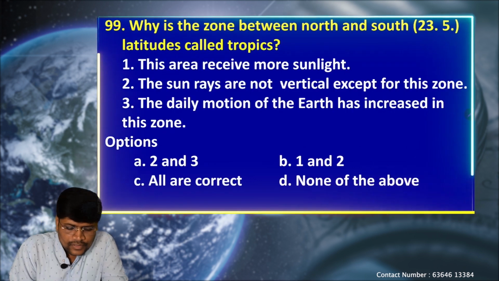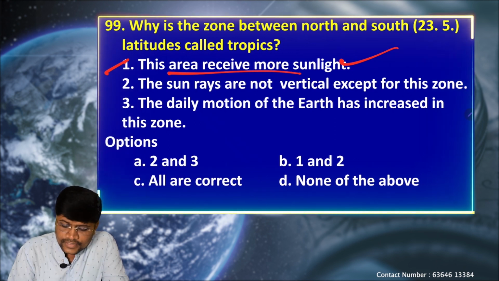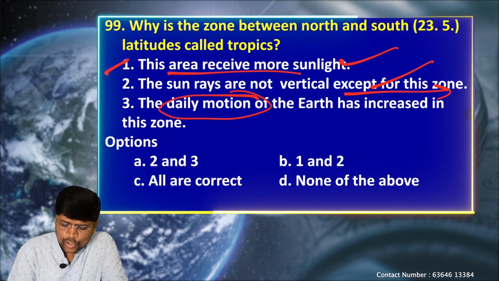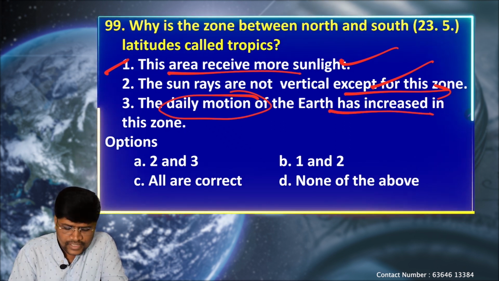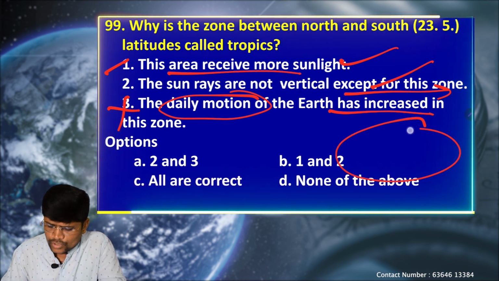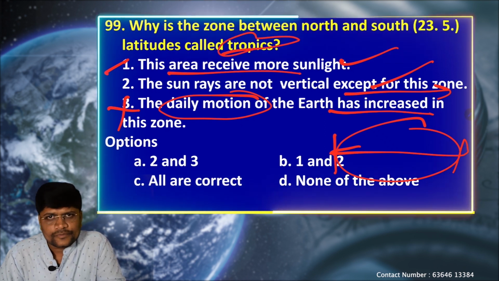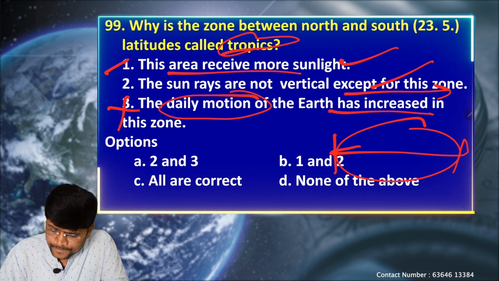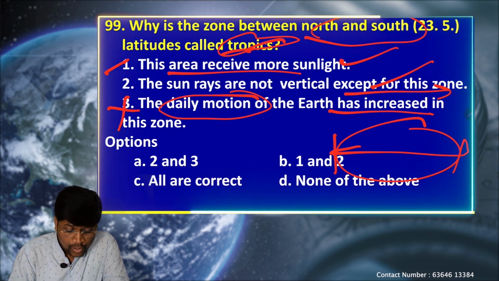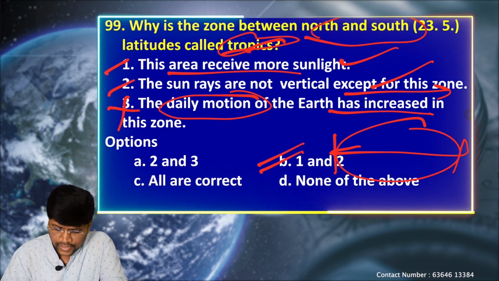Come back to the question. The first statement says this area receives more sunlight. Certainly correct. The sun rays are not vertical except for this zone. Certainly correct. The daily rotation or the motion of the earth has increased in this zone, not necessarily related to this topic. Even the earth's rotation speed is more near the equatorial area, but that has nothing to do with the tropical zone. So in that case, for the north and south 23.5 degree tropics region, only options 1 and 2 are related to this, not the third statement. So option B is correct.